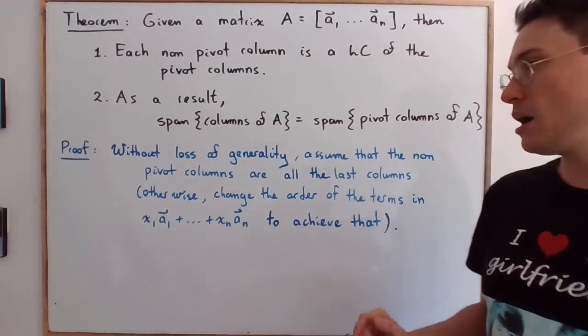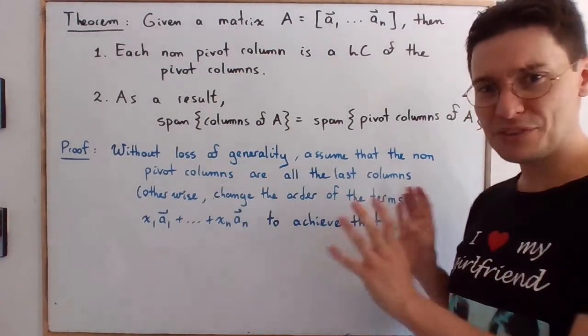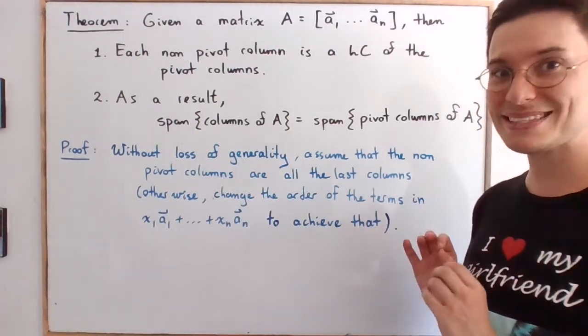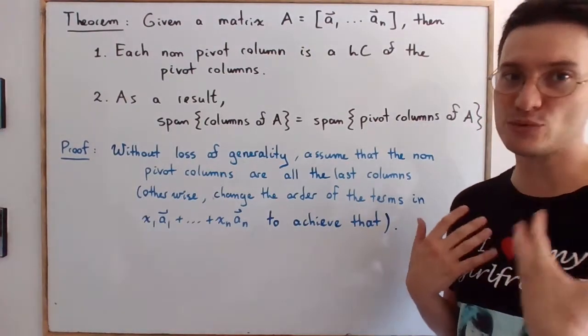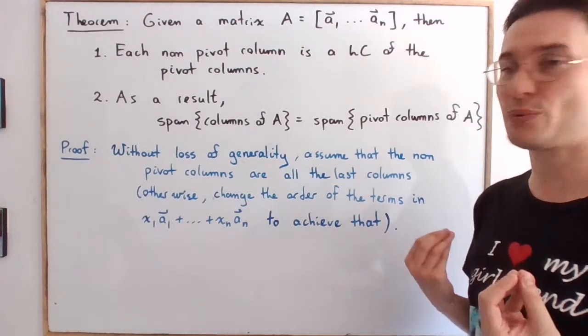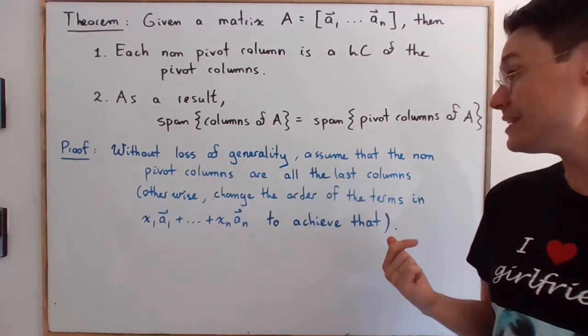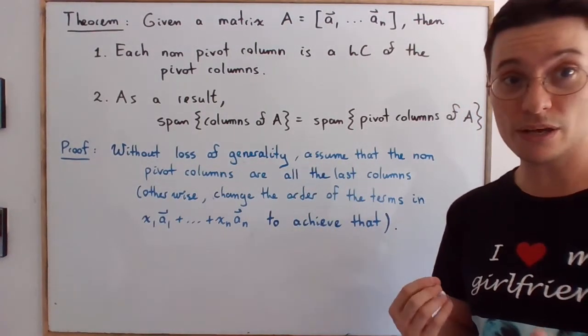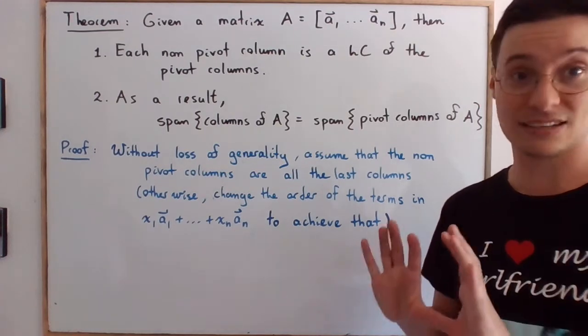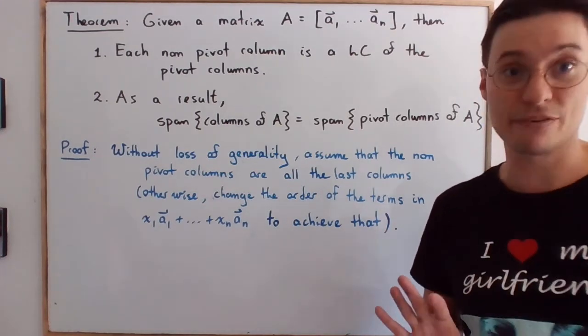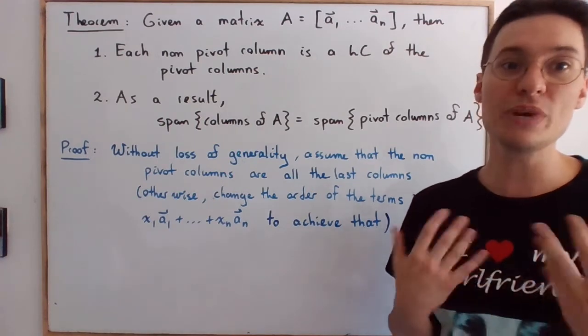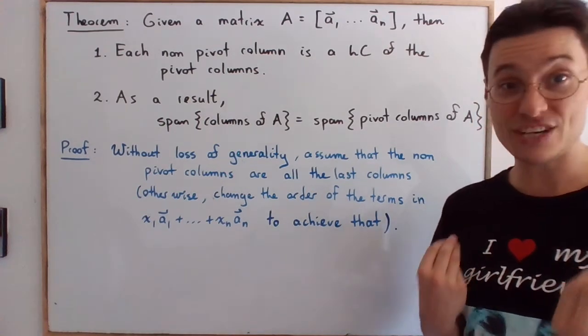Okay. This argument, I really wanted to put it on the board first because it's an argument that if you're not trained to it, it's a little bit hard to accept. What I'm saying here is that without loss of generality, we can assume that the pivot columns are actually all the first columns. And this is almost never true, okay? Why can we assume that without losing any generality?